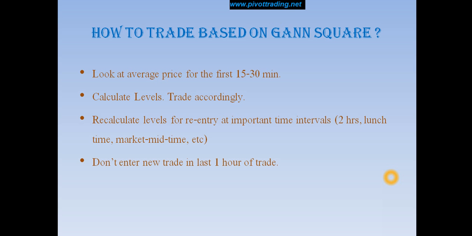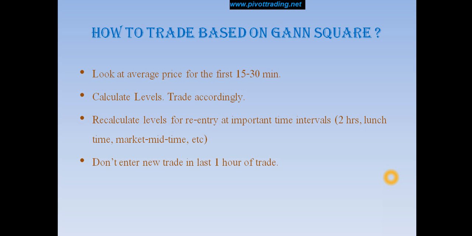Before I take you to the practical example, let me describe a few things about how we should trade based on the Gann square of 9 in our intraday trading. The first and foremost important thing is the timing of when we should calculate the Gann levels. The ideal time to calculate the Gann levels is within 15 to 30 minutes of market opening. Let's say the Indian market opens at 9:15 a.m. We should calculate the Gann levels somewhere between 9:30 and 9:45. This is the ideal time.